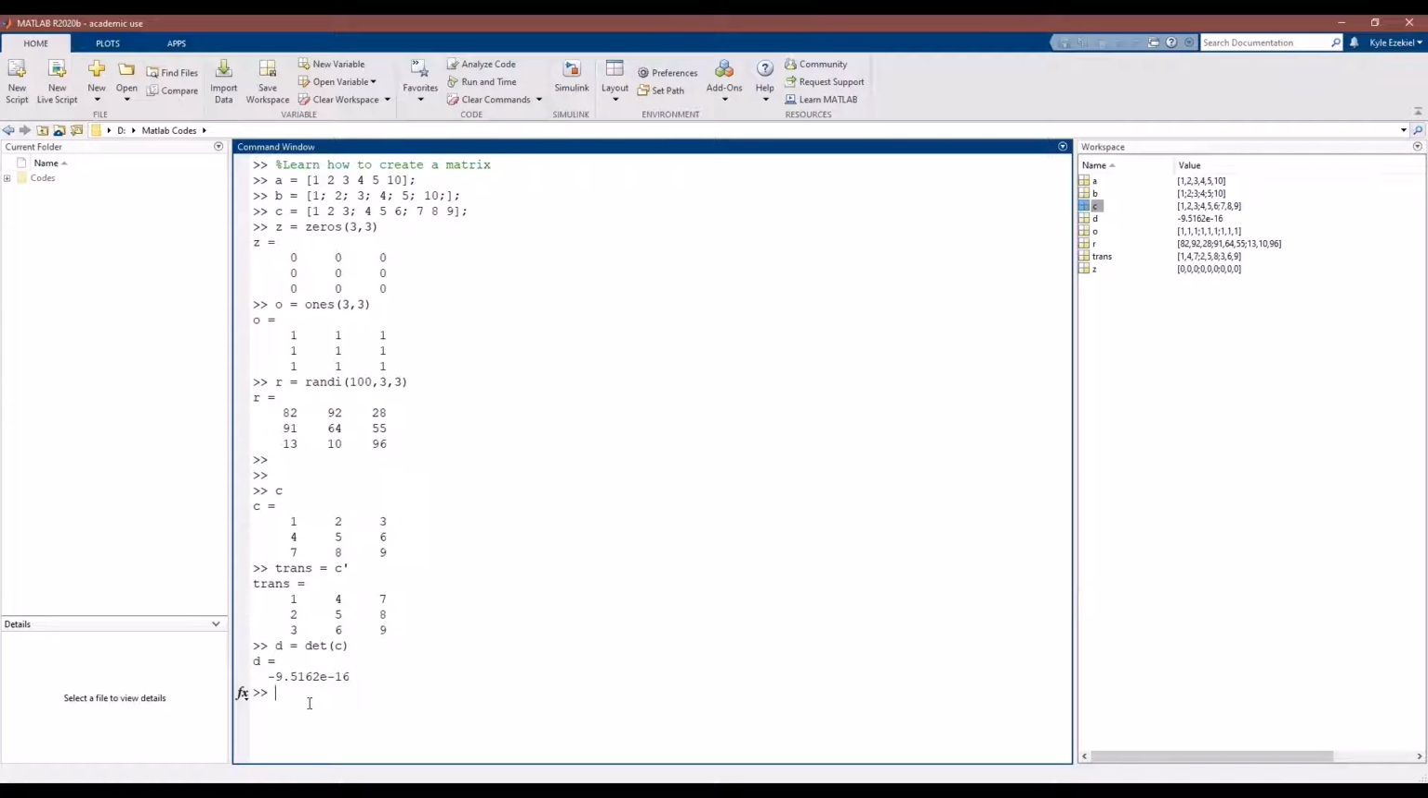So let's try. What if I want to get the determinant of O? Okay, that's 0.